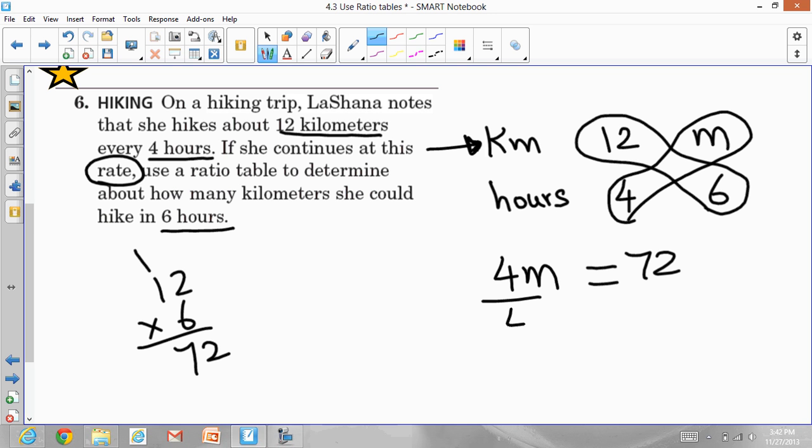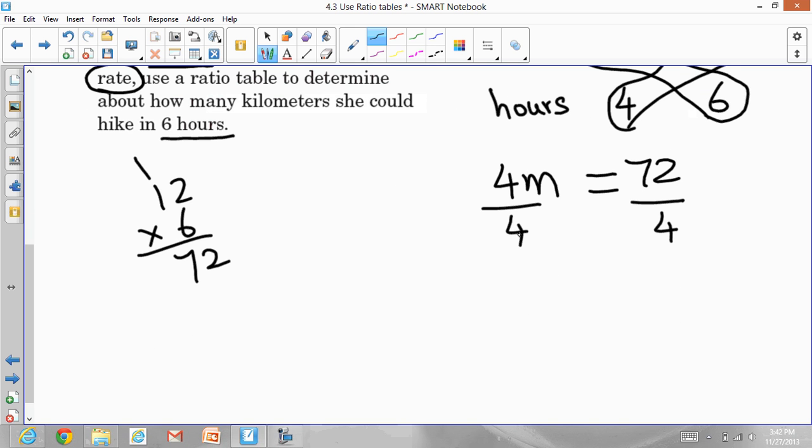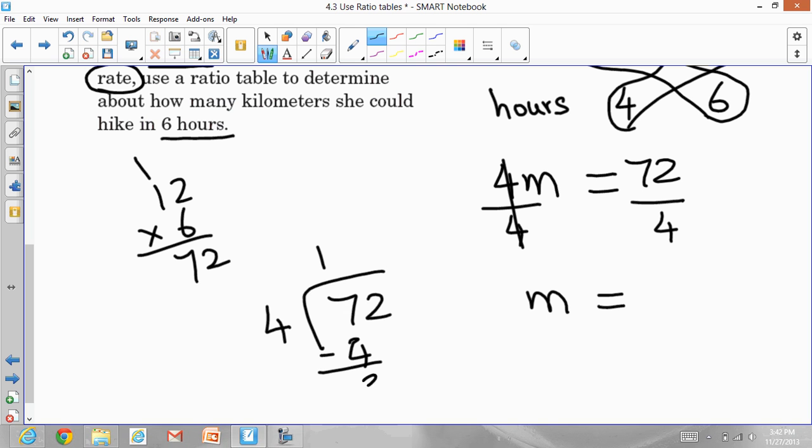So you divide by 4 on this side and divide by 4 on this side. Whichever number you are trying to get rid of, you have to have the same number on both sides. So 4 and 4 cancel out. You get m equals 72 divided by 4. 4 goes into 32 8 times. 8 times 4 is 32. So that means 18.